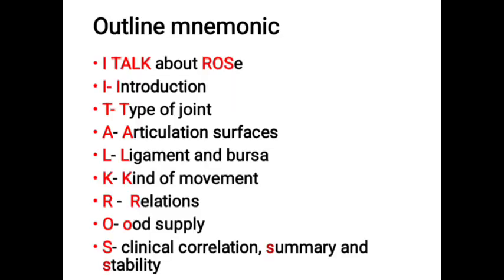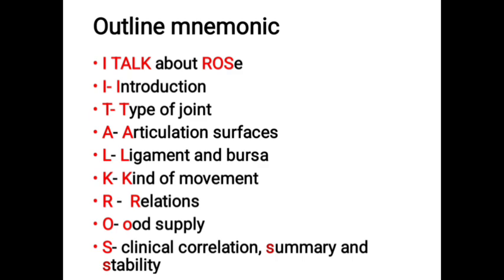The first mnemonic here is ITALKROS. This mnemonic will help you form an outline if you're asked to write an essay about any joint in the body. So today we'll be applying this mnemonic to the shoulder joint. I for introduction, T for type of joint, A for articulating surfaces, L for ligaments and bursa, K for kind of movement, R for relations, O for blood supply, S for clinical correlation and summary.